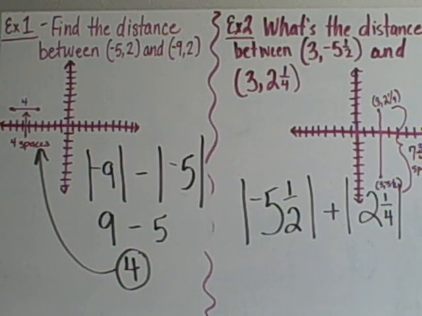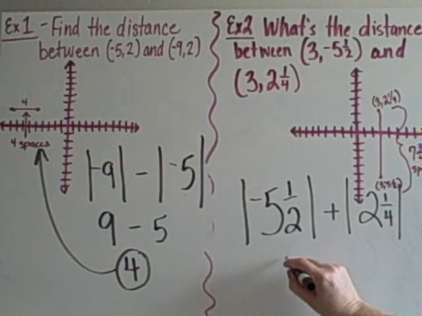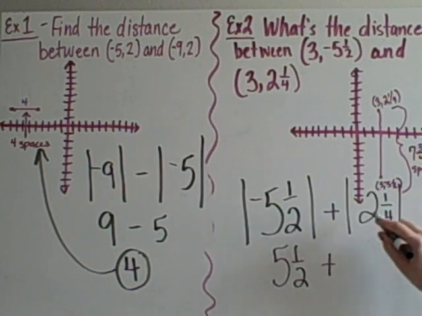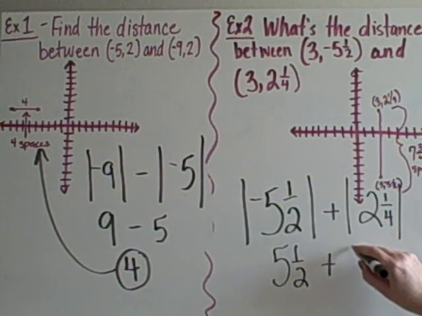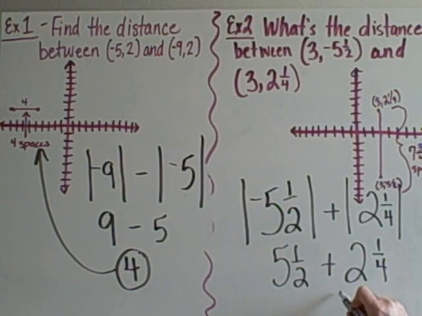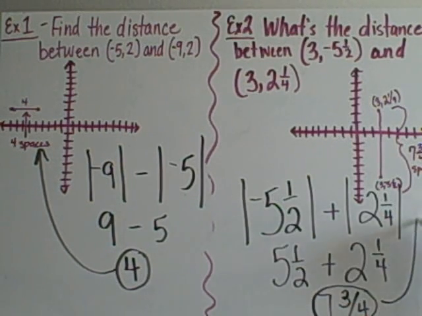The absolute value of -5.5 is going to be 5 1/2, plus the absolute value of 2 1/4, which is 2 1/4. And then I'm going to add 5 1/2 and 2 1/4. The two fractions together add up to give me 3/4. My whole numbers add together to give me 7. 7 3/4, which is what I counted when I did it the other way.